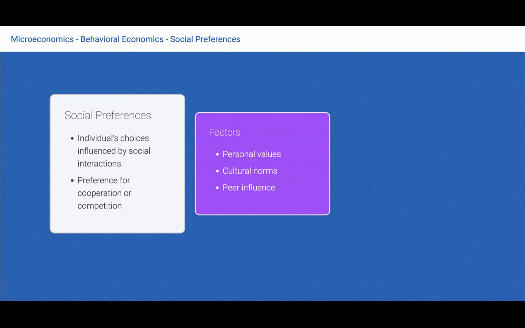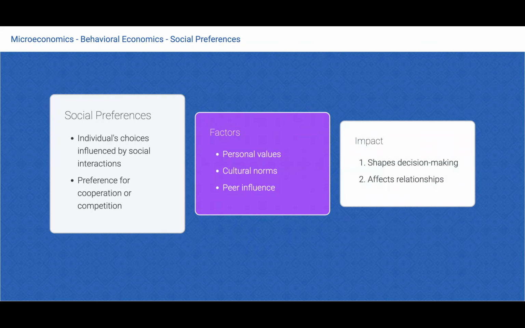Social preferences refer to the way individuals make choices that are influenced by social interactions. Factors such as personal values, cultural norms, and peer influence play a significant role in shaping these preferences. Understanding social preferences is crucial as it impacts decision-making processes and relationships.